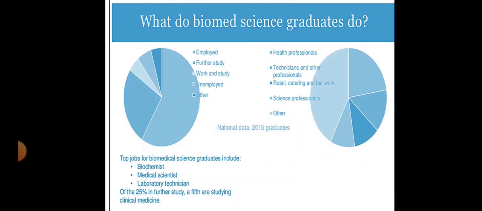What do biomedical science graduates do? With biomedical science, you can see they can become biochemists, medical scientists, or laboratory technicians. Of the 25% in further study, a fifth are studying clinical medicine. Here you can see it in a pie diagram. In the other diagram you can also see health professions, technicians and other professionals, some retail, some catering and bar work, some scientific professionals and others.